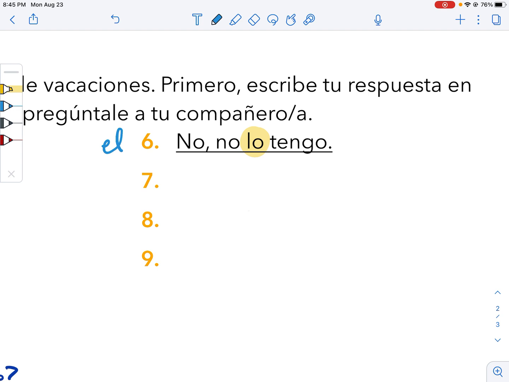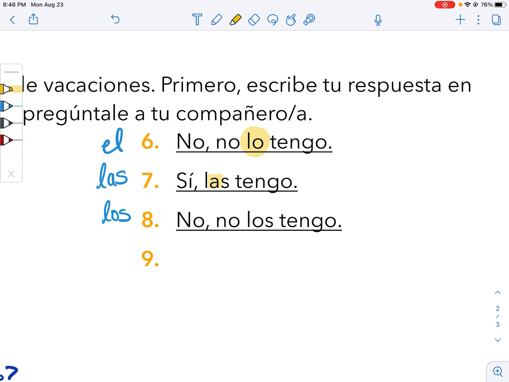7, las tarjetas postales. That's las is going to give us a feminine plural. What do we even call the cards? The postcards. That's what they're called. I have postcards when I go on vacation because that's what I send to my friends. So I say, sí, las tengo. Yes, I have them. Número 8 is los discos compactos. Very similar to my CD player. I don't bring CDs because those are now an obsolete technology. So I said no los tengo.